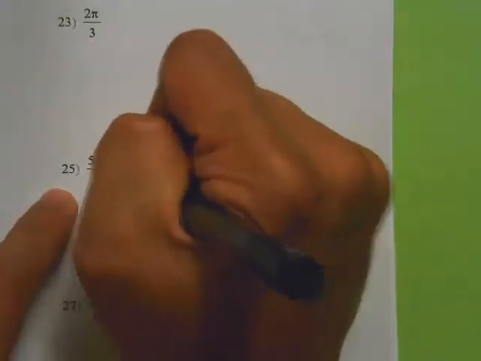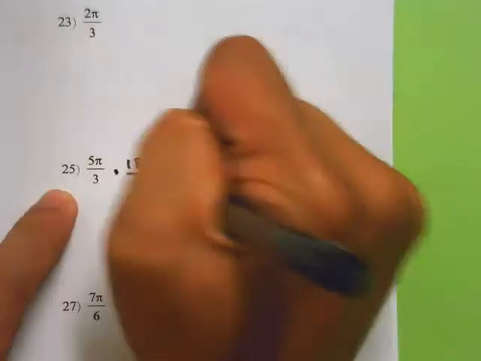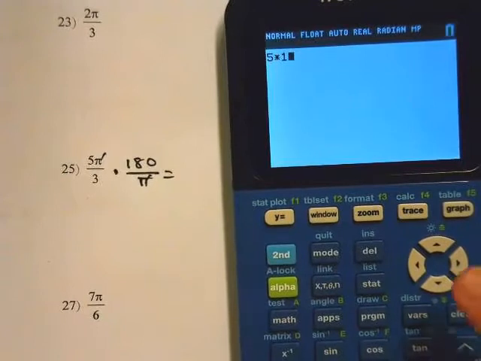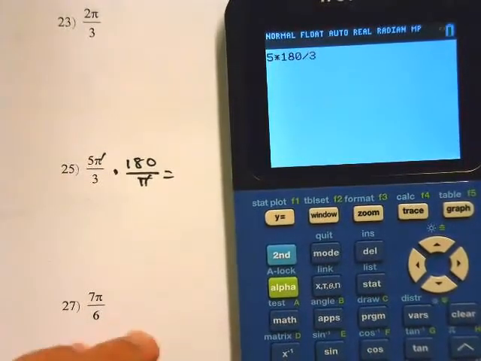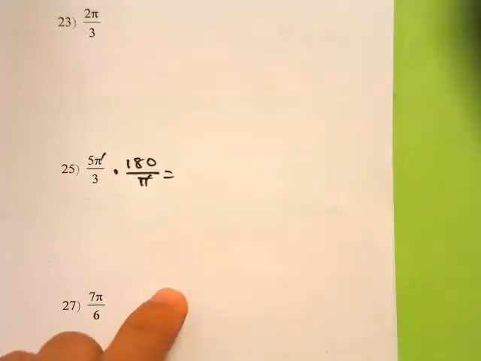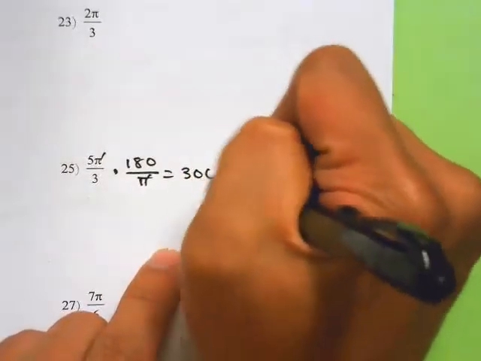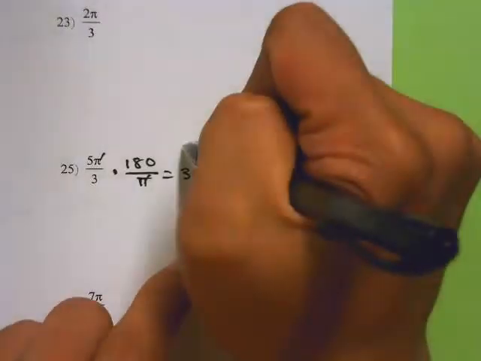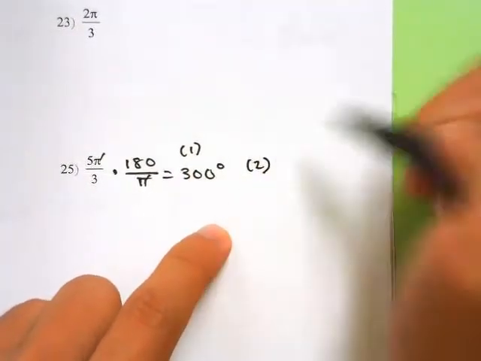Let's go ahead and use 180. 5 times 180 divided by 3. That's going to give us 300 degrees.